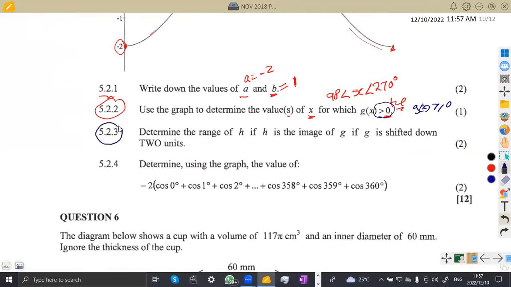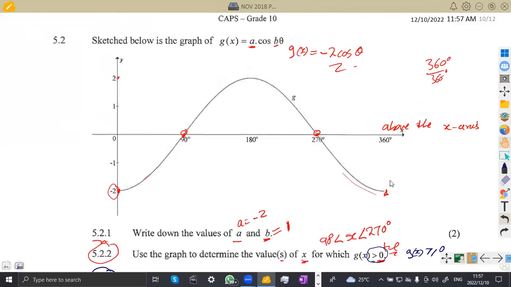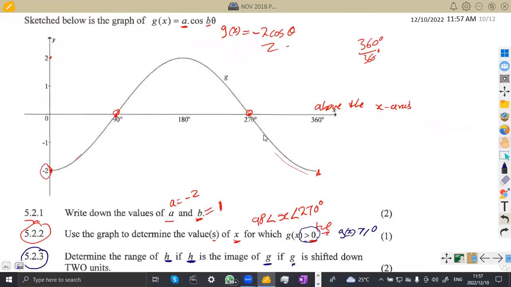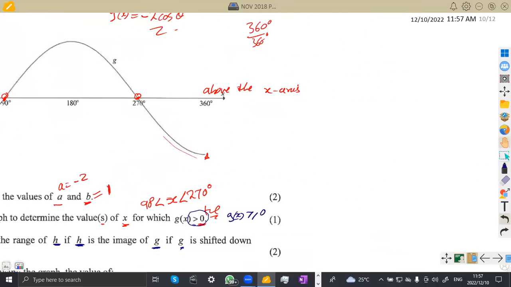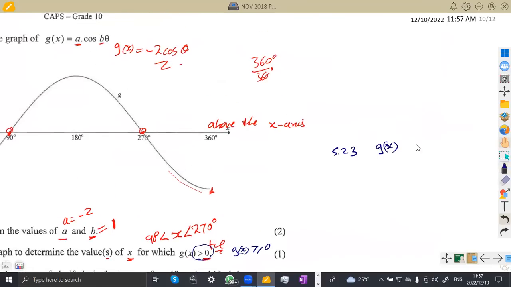On 5.2.3, determine the range of h if h is the image of g, if g is shifted down 2 units. All right, take note. Our g here is shifted down 2 units. Okay, let me write, this is 5.2.3. You can even utilize this space. Previously, our g(x) is given as -2 cos x. So this is actually -2 cos of theta, so not x.